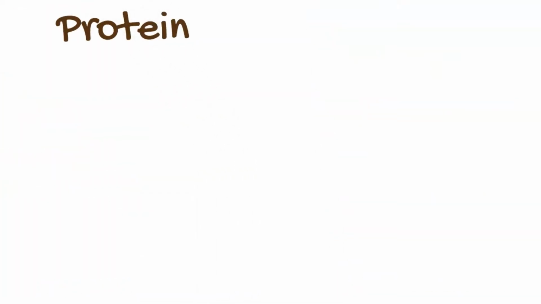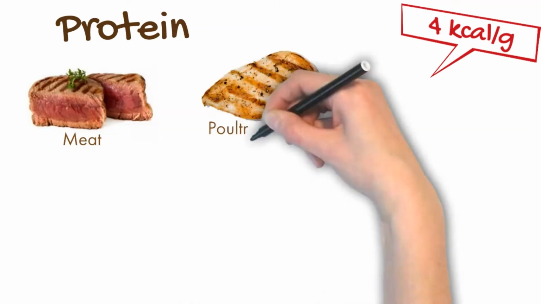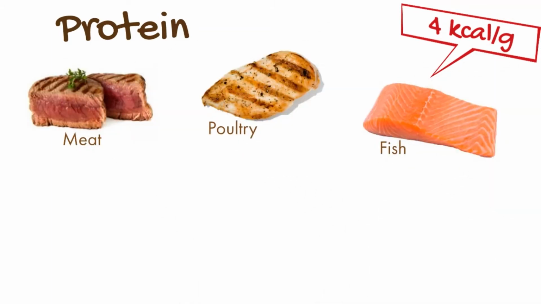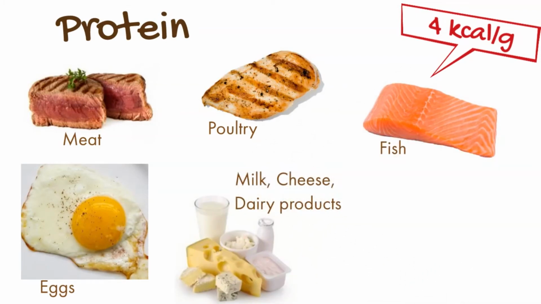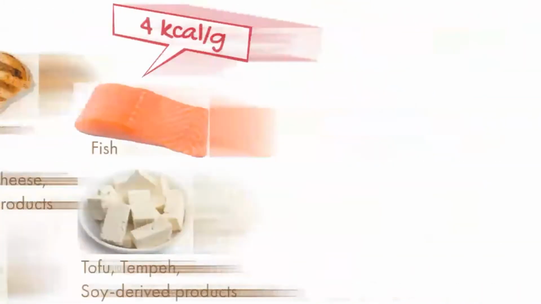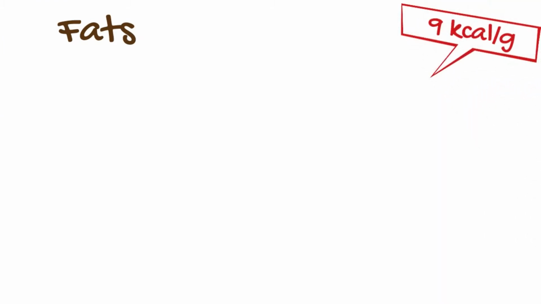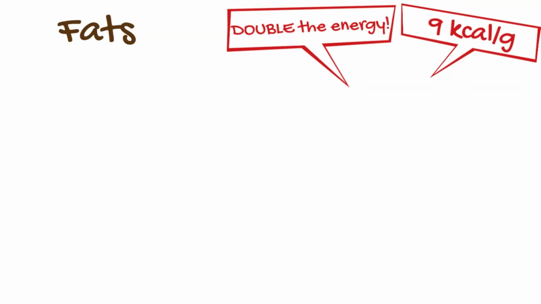Similarly to carbohydrates, protein also contains 4 calories per gram. Protein can be found in meat, poultry, fish, eggs, milk, cheese, and other dairy products, and tofu, tempeh, and other soy-derived products. Unlike carbohydrates and protein, the third macronutrient, fats, contain 9 calories per gram. That's a little more than double the energy density.